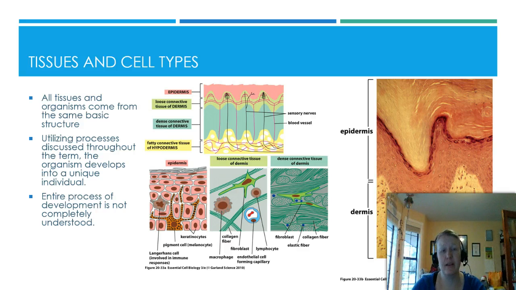And all of this, and how the tissues are developed, has come through the processes that we've talked about all semester. So everything we've talked about prior to this is what comes together to form these tissues and cell types and give them the unique function that they have.